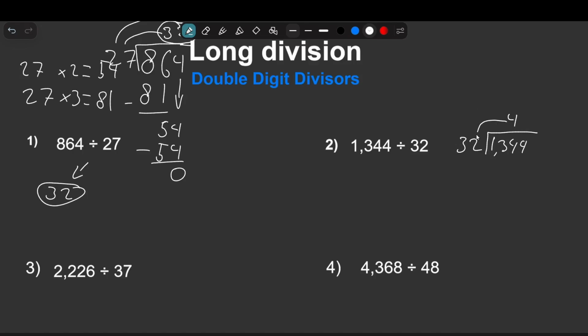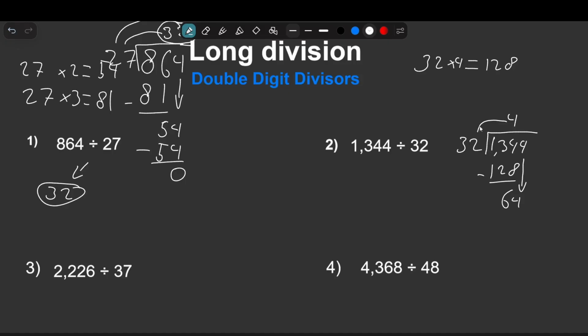Now we have to multiply. So we're gonna do 32 times 4. 32 times 4 equals 128. So what we're gonna do now is we're gonna subtract. So we're going to do 134 minus 128, like this. So 134 minus 128 equals 6. Now we're going to bring our number down, so we get 64. And now we just repeat it all over again.